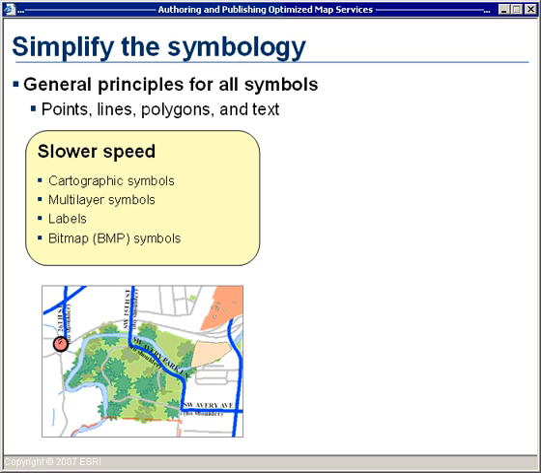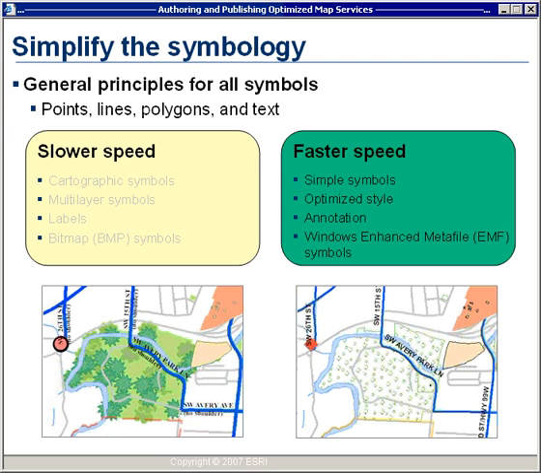There are some general principles for map design that apply to all symbol types. Minimizing the use of cartographic or multi-layer symbols, labeling, and bitmaps for picture-based symbols will help your map performance. Solutions to these issues would be the implementation of simple symbols, symbols from the optimized style included with ArcMap, annotation rather than labels, and perhaps the use of a Windows Enhanced Metafile, or EMF, for fill symbols. Let's examine each of these subjects in terms of their geometry type.